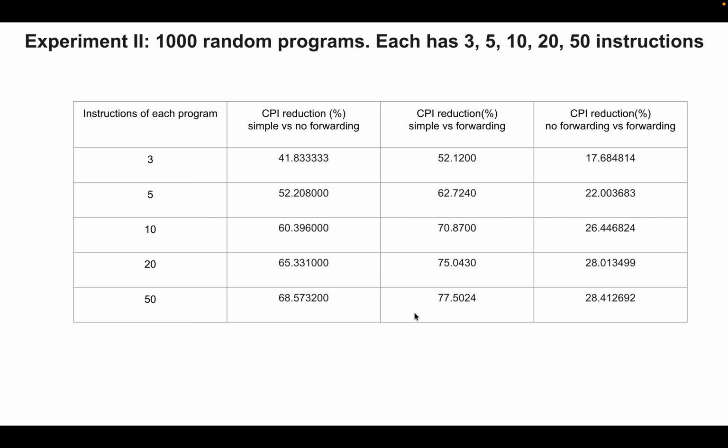And the last one is the important result of those different instruction counts. We can say that the CPI is reduced for simple versus no forwarding, 41% for 3 and 64% for 50 instructions. And the CPI reduction for simple versus forwarding is 52% and, for 50, 77%. And the last one, no forwarding versus forwarding: as the instruction number increases, the CPI reduction also increases.